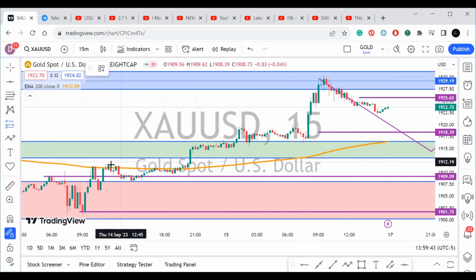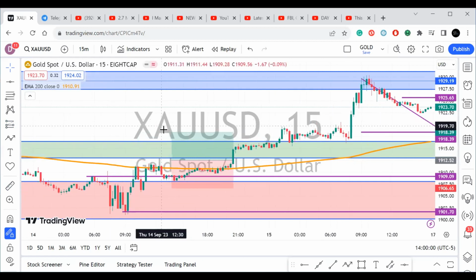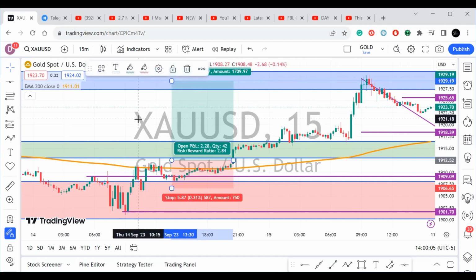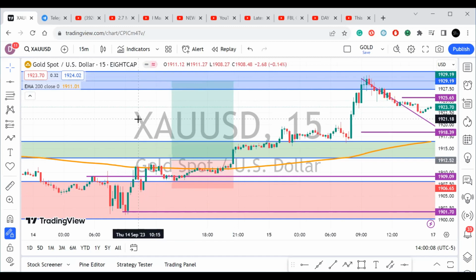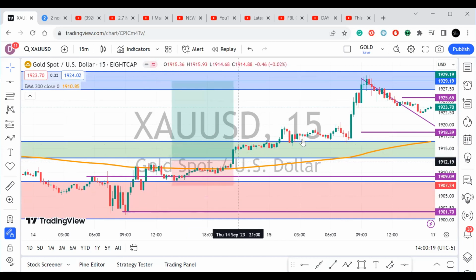Even though let's say I was too scared, I would have had a buy stop at least at 1912.5. So we would have had a buy stop here, targeting this 1929, about 165 pips. So my stop loss would have been from here, 53 right here, and it went straight to TP.